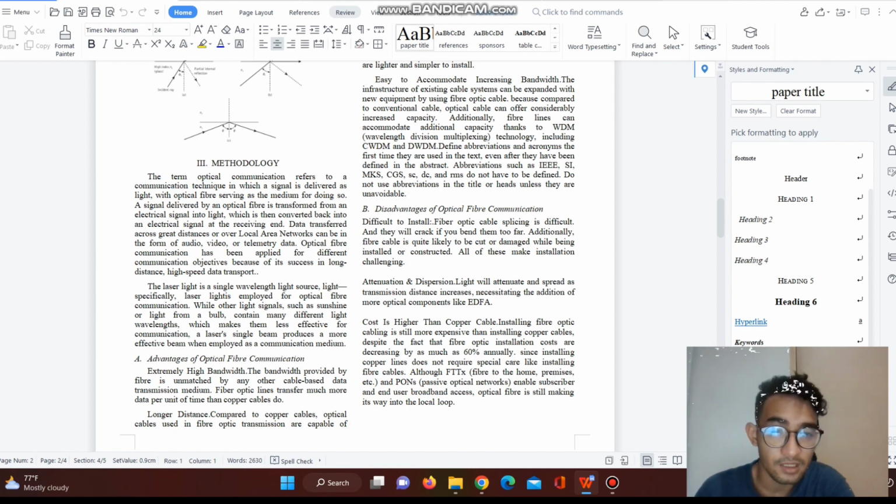Next is the resistance to electromagnetic interference. The presence of settings like power substations, heating, ventilation, and other industrial sources of interference is unavoidable in the deployment of practical cables. But because fiber is resistant to electromagnetic interference, it has a very low bit error rate.